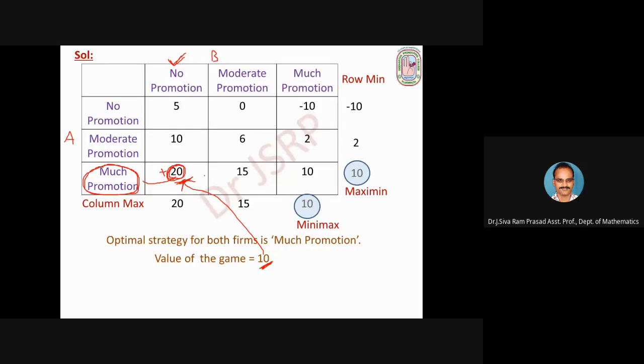Next, second option. If player A follows theory, player B does not follow theory. Suppose by option, B selects moderate promotion. That means B selects the second strategy. Then what is the value of the game? 15. So here also, the gain of player A increases from 10 to 15. Okay. By option, player B selects the third strategy. Then the value of the game is 10. So there is no change in the gain of player A.